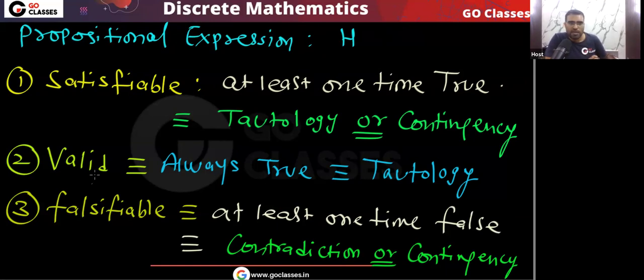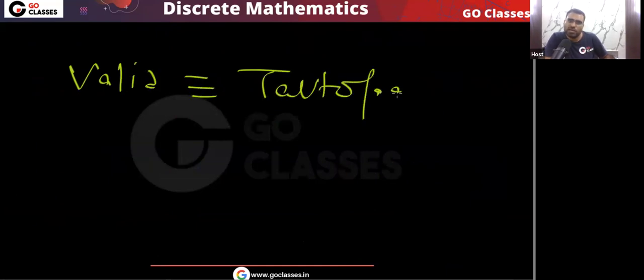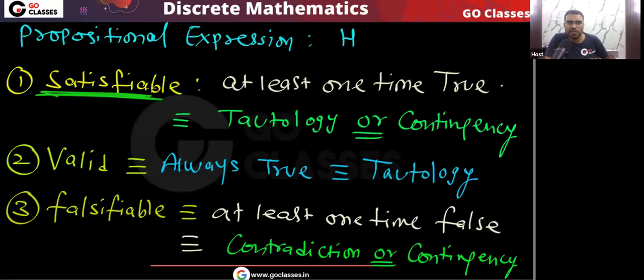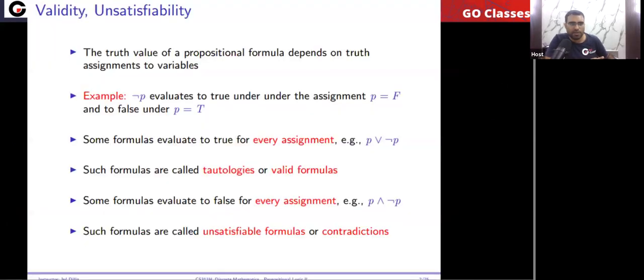Okay. In propositional logic, valid means tautology. Valid and tautology, they are the same. Is this clear? Let me know. So these definitions are clear. Satisfiable means in at least one case you can make it true. Falsifiable means in at least one case you can make it false. These definitions, are they clear? Please tell me. Very simple definitions.